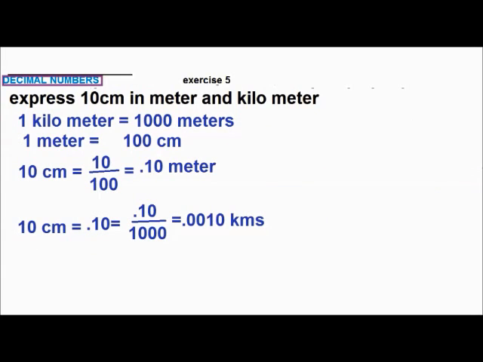Now express 10 centimeters in meters and kilometers. 1 kilometer is equal to 1000 meters and 1 meter is equal to 100 centimeters. First, 10 centimeters can be written as 10 by 100 meters, that is 0.10 meters. Now 0.10 meters can be written as 0.10 by 1000 kilometers, that is 0.0010 kilometers.